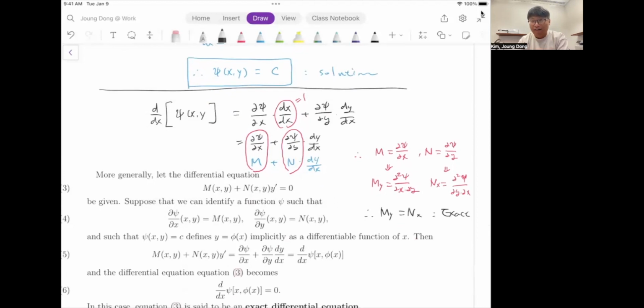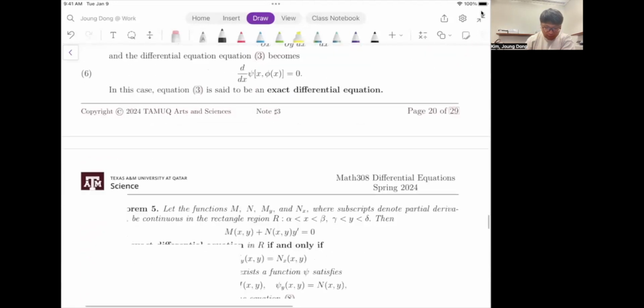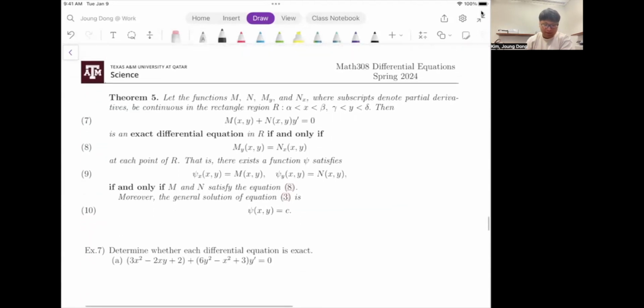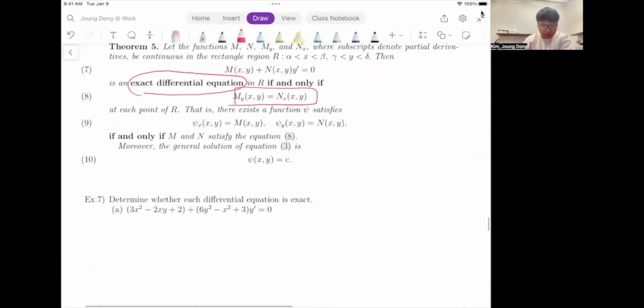Do you understand so far? I summarized everything about this below. All these things are what I explained. And also in Theorem number 5, look at that. We're going to say your differential equation is an exact differential equation if and only if M_y is equal to N_x. I'm talking about partial derivatives. That's exactly what I mentioned right before, right? So this is the basic theory.